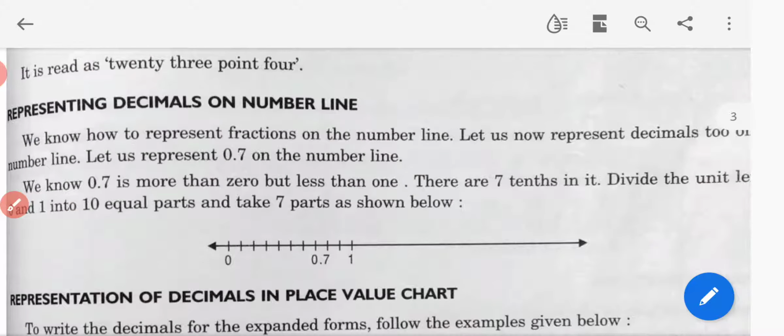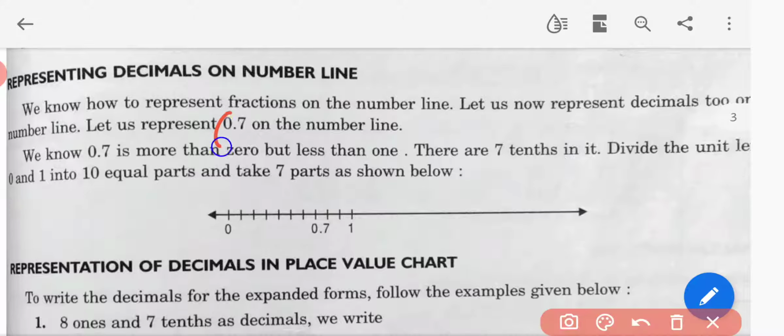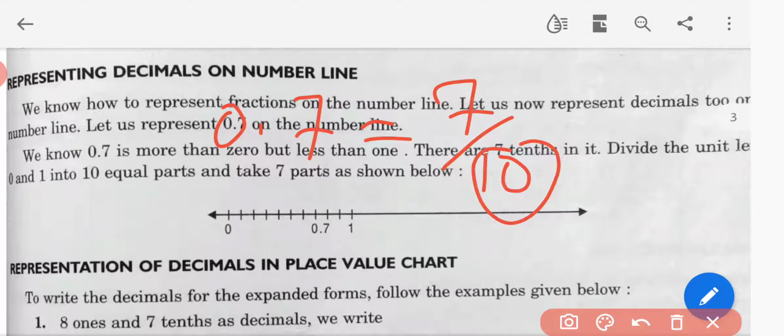Then see how to represent decimals on a number line. We know that a number line means the line on which we will represent numbers. So we know how to represent fractions on the number line. Already we have learned, but we will see how to represent decimals. So let us represent 0.7 on the number line, and we know that 0.7 is more than 0, but it is less than 1. So there are 7 tenths in it. What is the meaning of 0.7? It means 7/10, means out of 10 parts, how many parts we have to take, 7 parts.